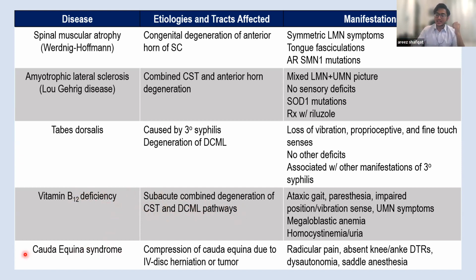The last one you should be aware of is cauda equina syndrome. This occurs due to an intervertebral disc herniation or tumor. This manifests with radicular pain, which is basically shooting pain from the back to the leg, and absent knee and ankle deep tendon reflexes. These patients would also lose bladder control, anal incontinence, fecal incontinence, and they would have something called saddle anesthesia. Around in the perianal region, they would lose sensation. So these are all findings of cauda equina syndrome.